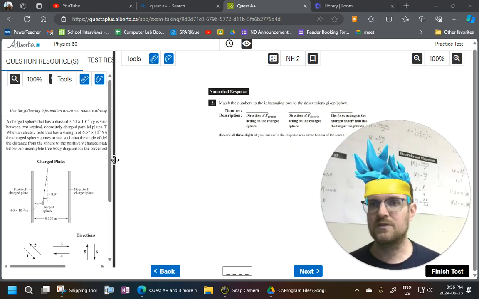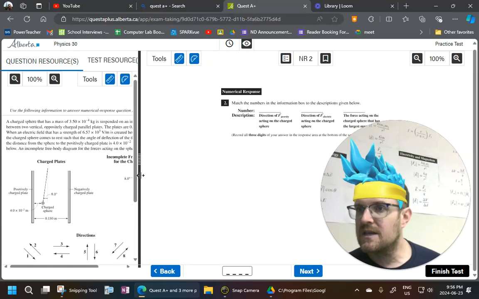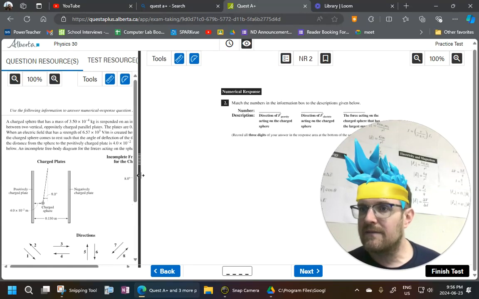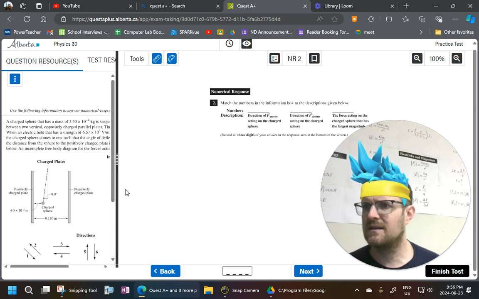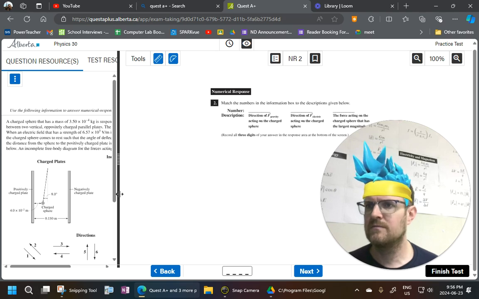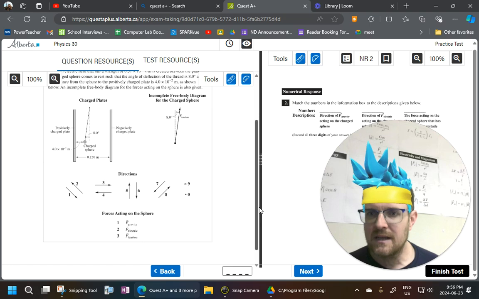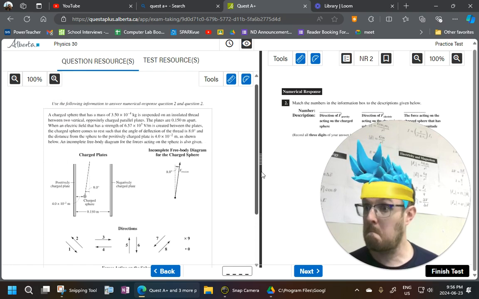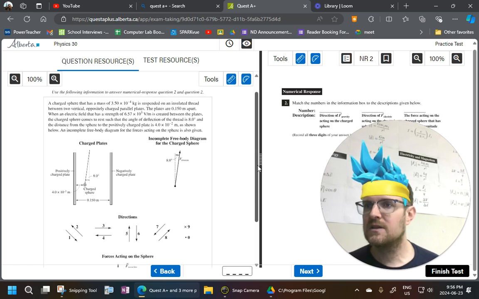Okay, so I need this picture over here. So we got it says match the information. Which one is the direction of the gravity? Which is the electric force? And the force acting on the charged sphere that has the largest magnitude. Do we have an option for that one? Oh, yeah, gravity, electric, and tension. All right. So let's try to figure this one out.